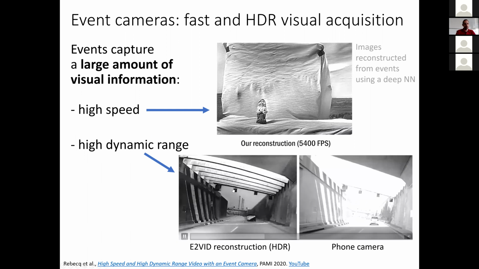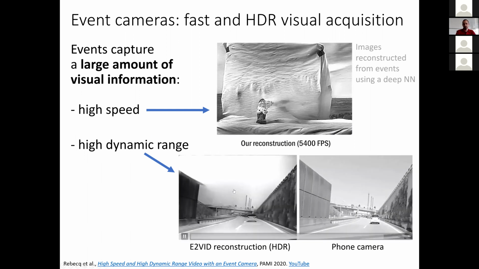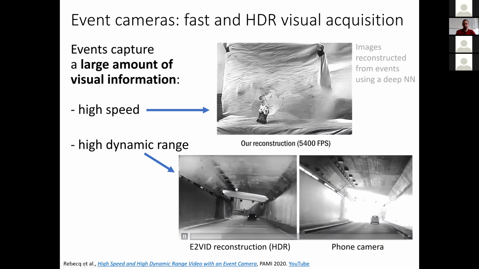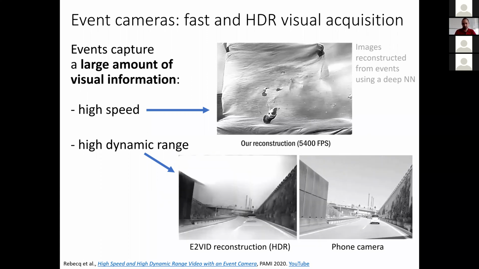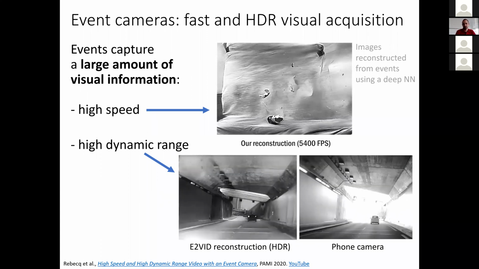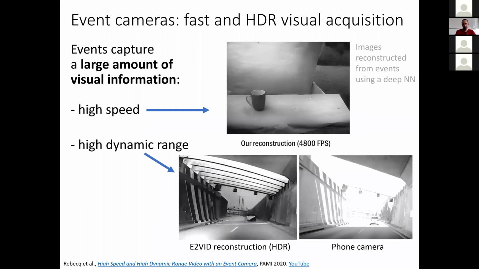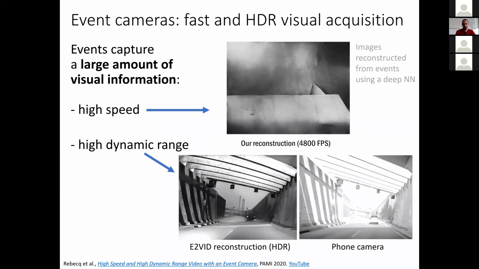On the left, you are able to see inside and outside the tunnel due to the characteristics of the sensor. And on the right side, with a regular camera, it's not possible to see both inside and outside the tunnel because there is no single exposure time that you can adjust to see both.